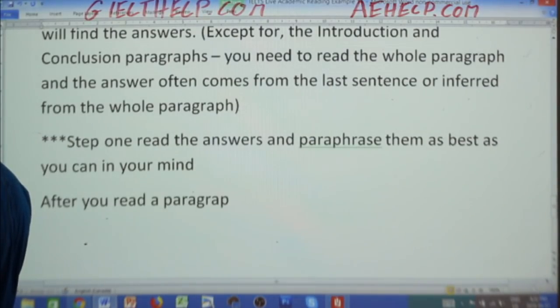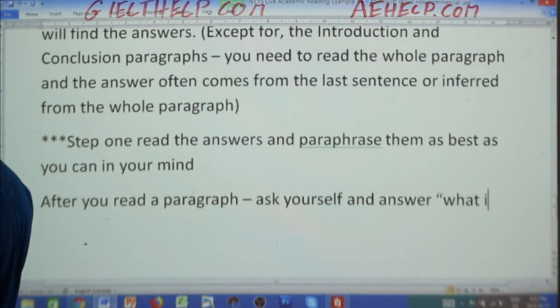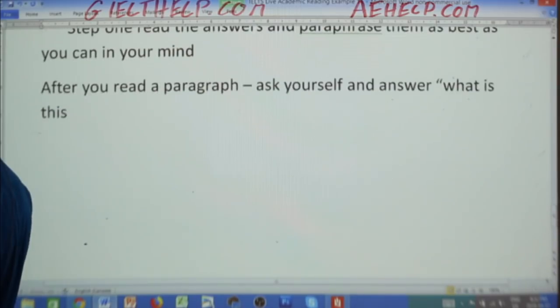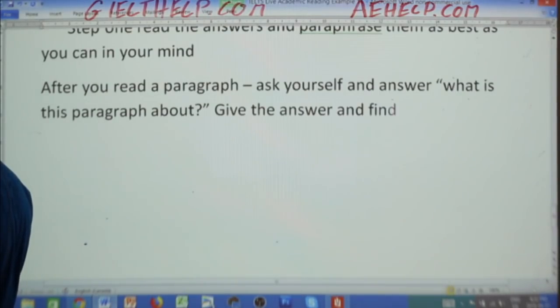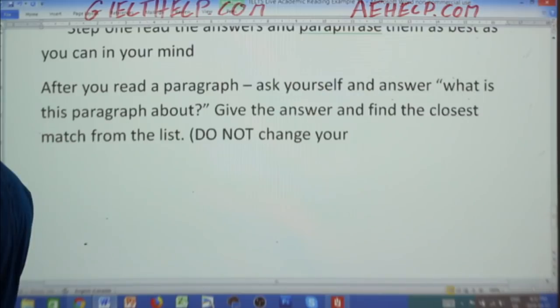a paragraph, ask yourself and answer, what is this paragraph about? Give the answer and find the closest match from the list. Again, do not change your idea.